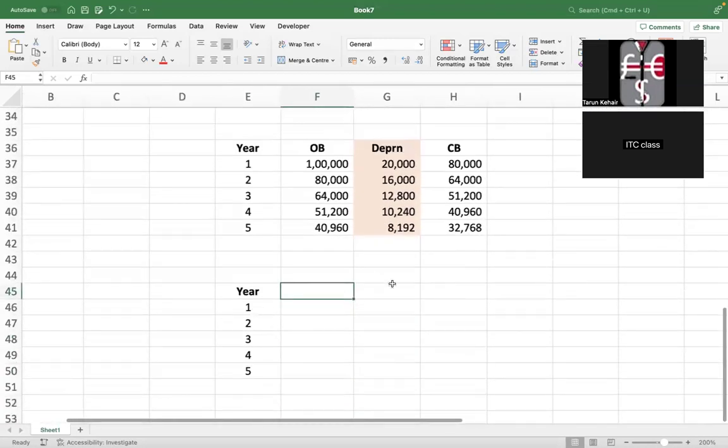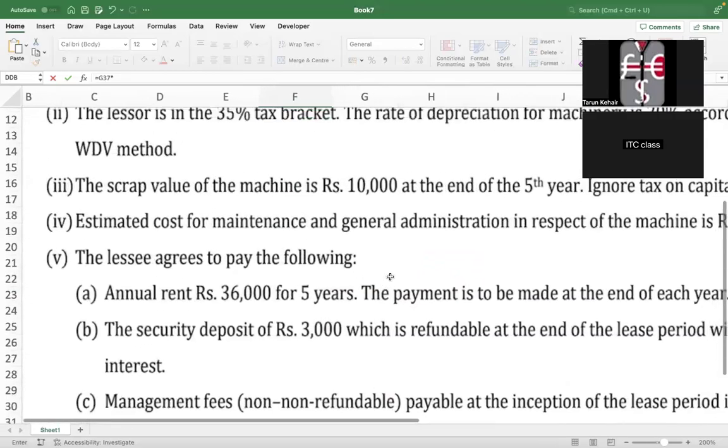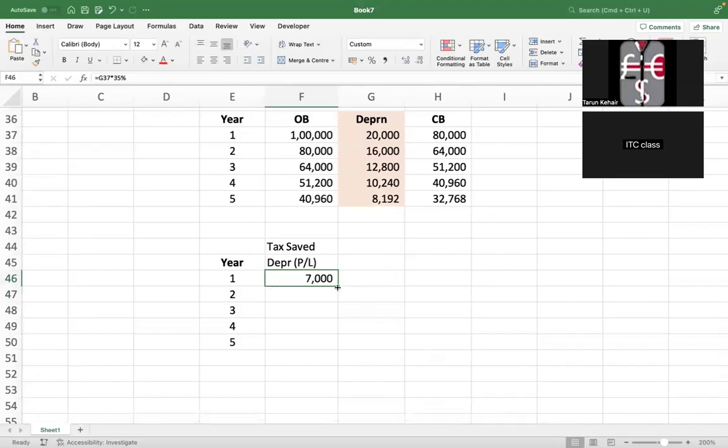You have depreciation. See, depreciation is not a cash flow. Depreciation is a non-cash expense, but it will go to the P&L. So it will reduce the profit and therefore reduce your tax liability. So you will have to find out the tax saved on depreciation, because it goes to your P&L. Whatever is your depreciation multiplied by your tax rate of 35%. This will be your annual tax saving.